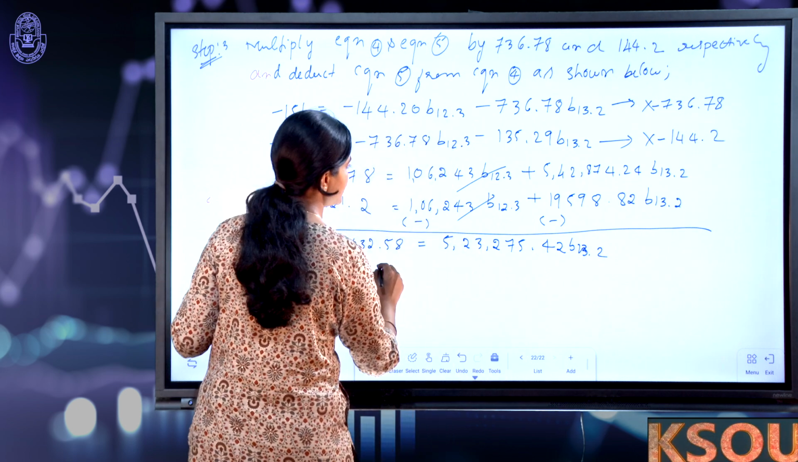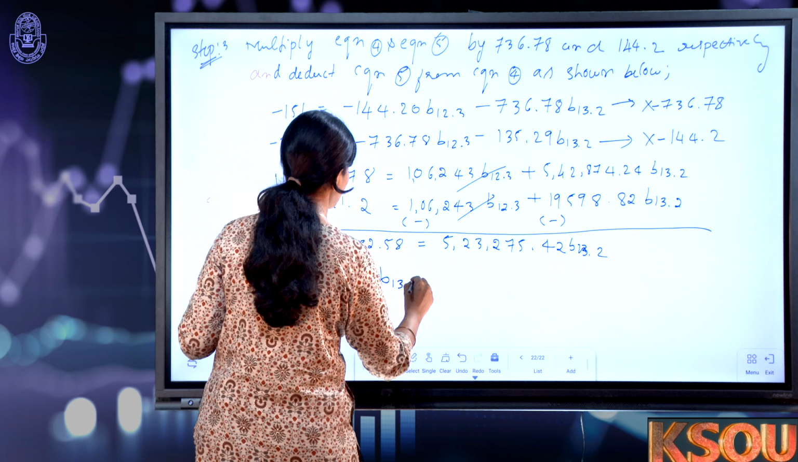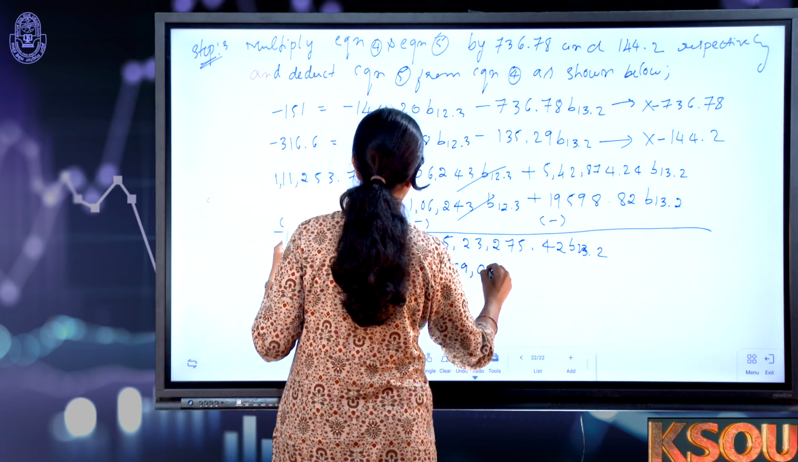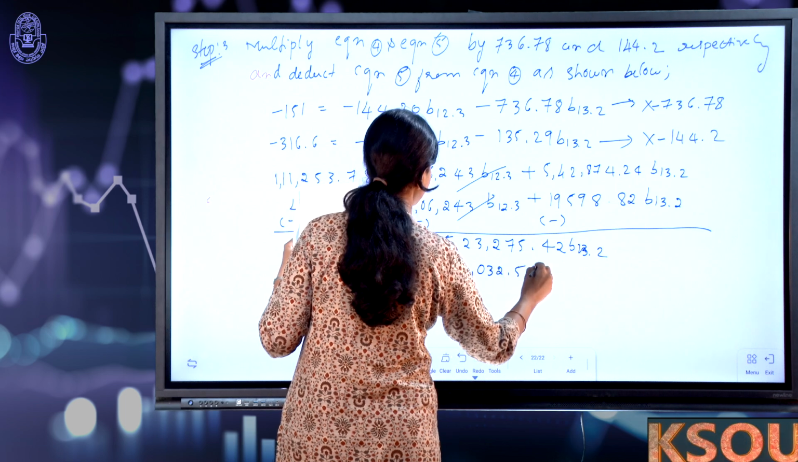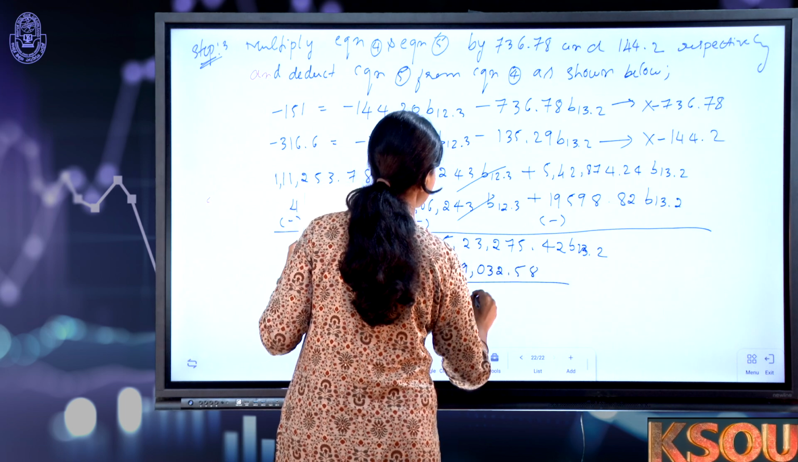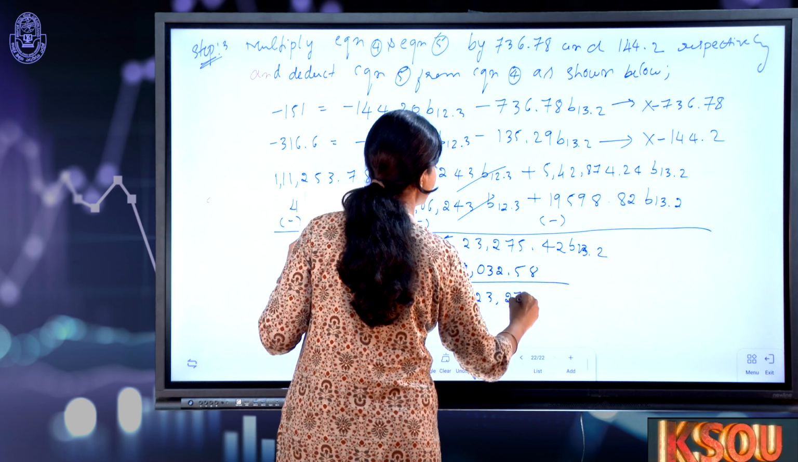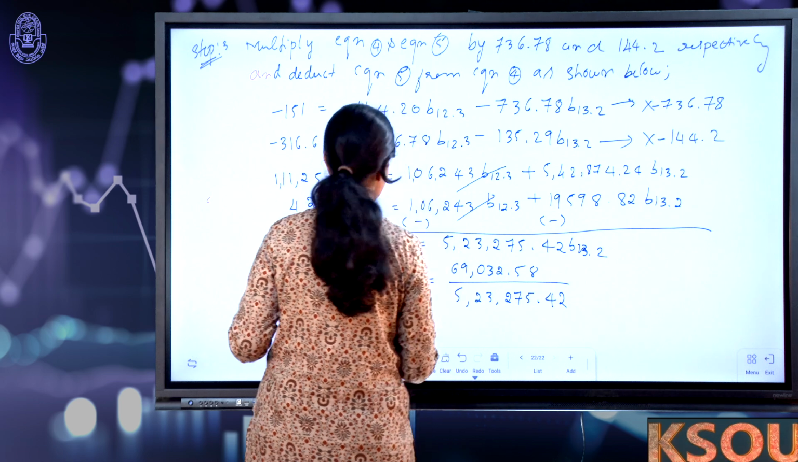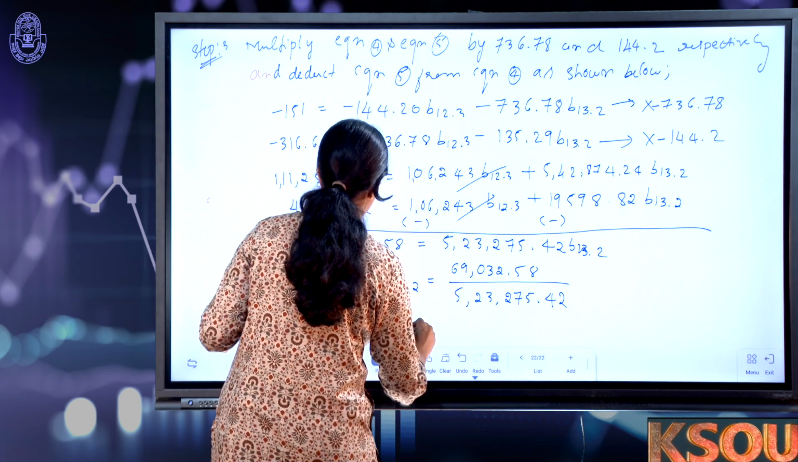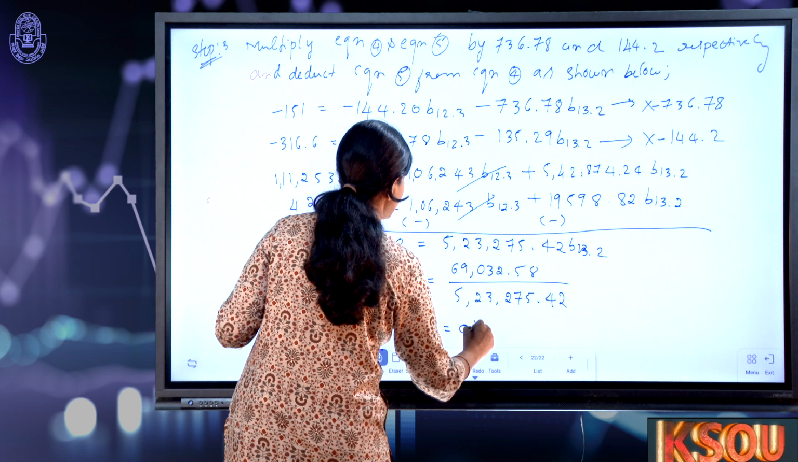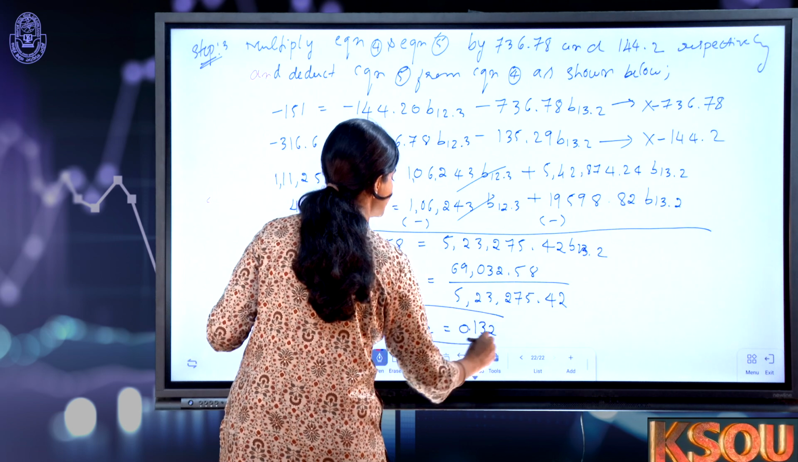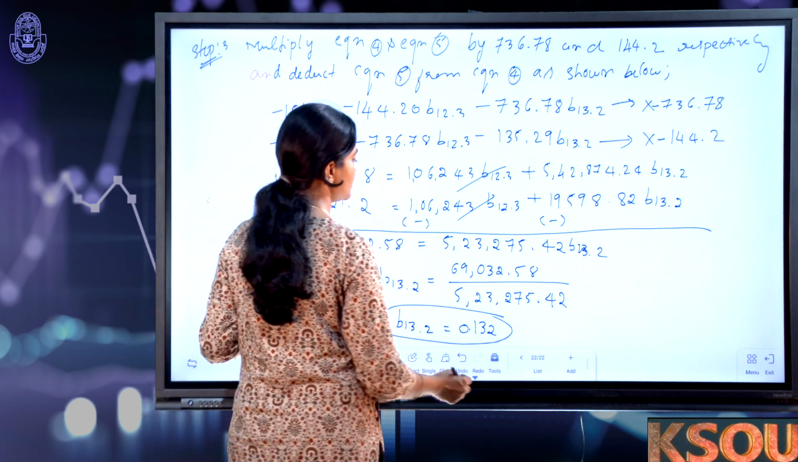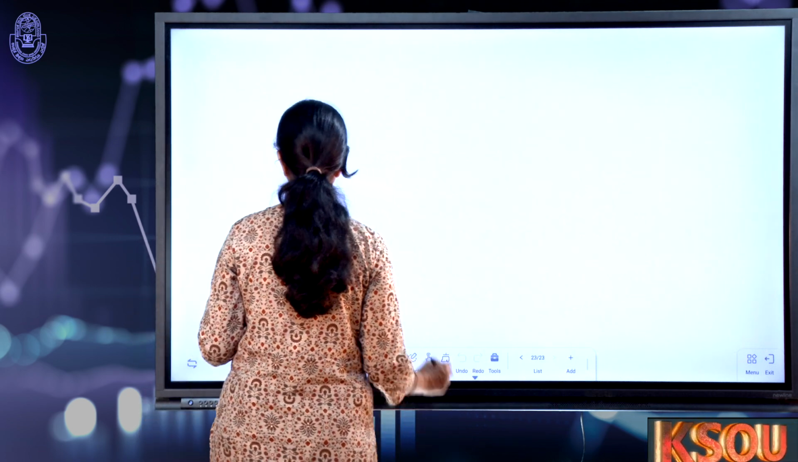B13.2. So now you can take B13.2 here is equal to 69,032.58 by 5,23,275.42. Okay, you should get the value B13.2 is equal to 0.132. So this is the constant value. Okay, now you can calculate B12.3 by taking equation 4.